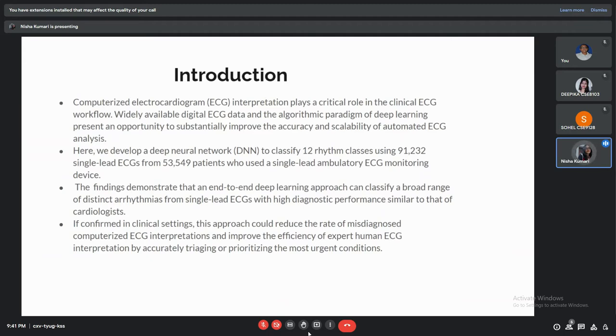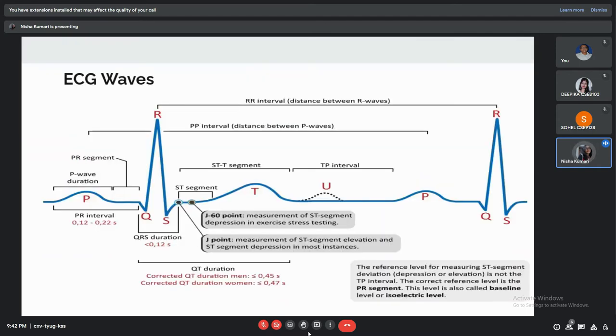The findings demonstrate that an end-to-end deep learning approach can classify a broad range of distinct arrhythmias from single-lead ECGs with high diagnostic performance similar to that of cardiologists. If confirmed in clinical settings, this approach could reduce the rate of misdiagnosed computerized ECG interpretations and improve the efficiency of expert human ECG interpretation by accurately triaging or prioritizing the most urgent conditions.